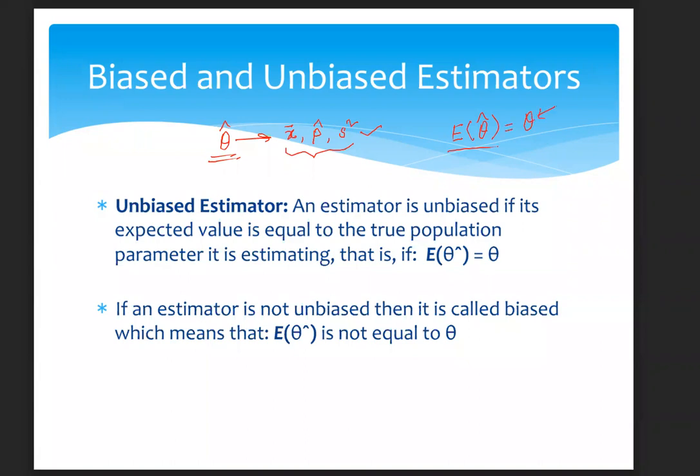So we could replace theta hat by X bar, okay? In that case, theta is going to be mu. We could replace theta hat by P hat. In that case, we are going to be using P for theta. We could use theta hat by S square. In that case, we are going to have sigma square. Do you see? So in general, if you have expected value of theta hat is equal to theta, then theta hat is called an unbiased estimator of theta, okay?